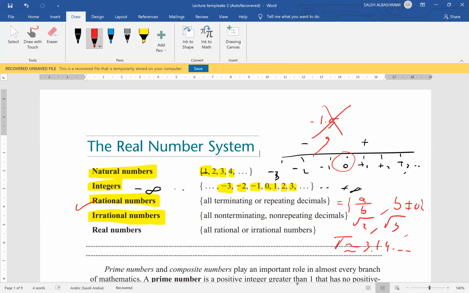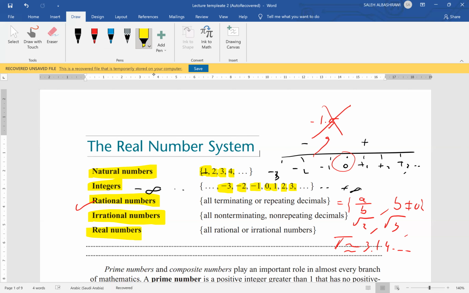So square root of 2, square root of 5, or square root of 3, are numbers that don't have an integer square root, or they are not perfect squares. The 3 or 2 is not equal to something to the power 2. So square root of 2, 3, 5, 7, all of these are irrational numbers. If we combine all of these together, we have what's called the real numbers.